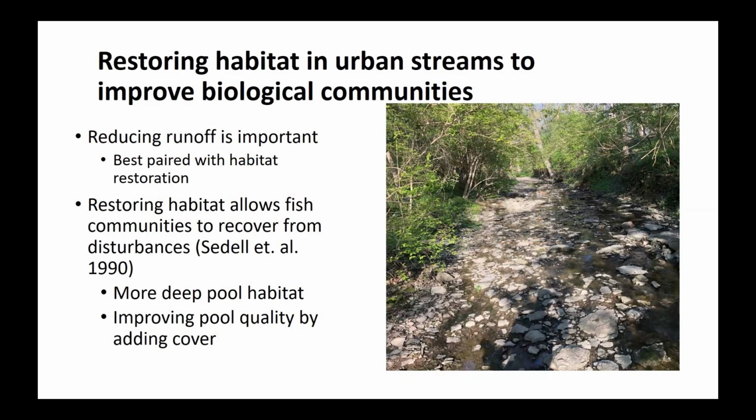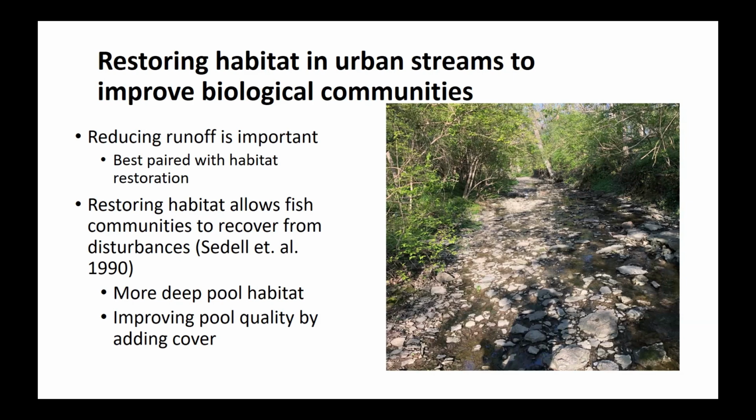So one component that we've been thinking about is restoring habitat in urban streams to improve biological communities. An important component is trying to reduce some of the runoff, or at least the rate at which runoff occurs into these streams, but it's really best paired with some level of habitat restoration. Restoring this habitat allows fish communities potentially to recover from disturbances, and some of the features that are limiting in these streams are deep water habitat and the quality of those pools for fish to use.